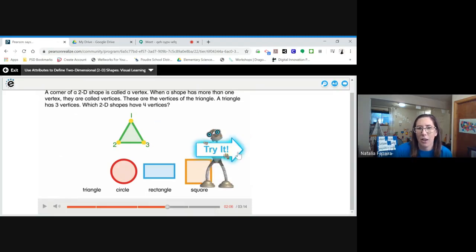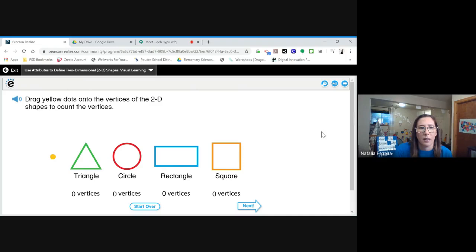Okay, let's try it. Drag yellow dots onto the vertices of the 2D shapes to count the vertices. Remember, the vertices are corners. Take your fingers, put them together. Do you see how it makes the point? That is a vertex. So how many vertices do my fingers have right now? One vertex. So if I drag my yellow dot, there's 1, 2, 3 vertices in a triangle.